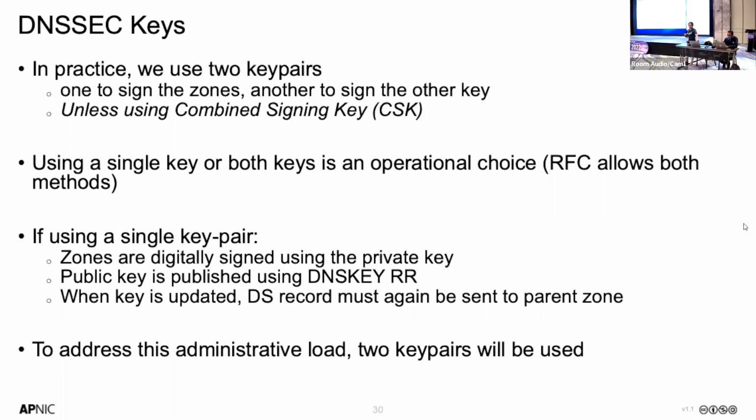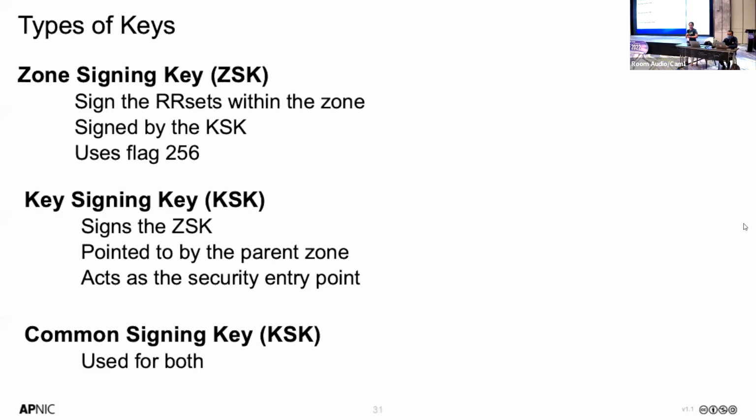But there's also a growing use of what we call a CSK, or combined signing key, which, from the name, combines both the functions of the KSK and ZSK into one key. So these are the types of keys that I've mentioned. Zone signing key, or ZSK, is used to sign the records or the RRsets. The key signing key is used to sign the ZSK, and the combined signing key is used for both.